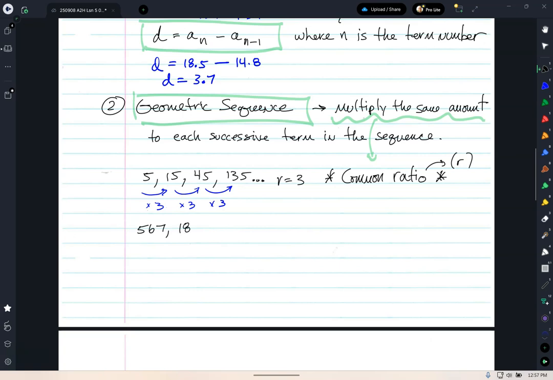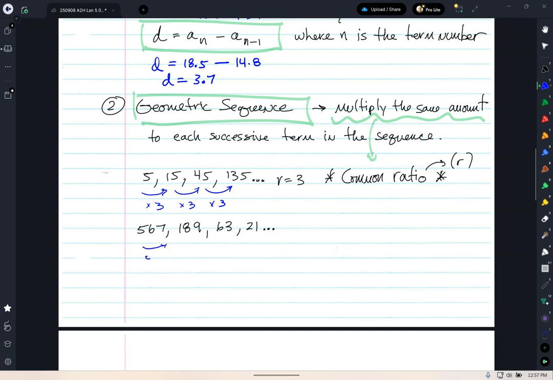567, 189, 63, 21, and so on. Any patterns? It's not divide by 7. Well, and actually it wouldn't be divide, would it? Because it's a multiply problem. Pierce, what do you think? Yeah, we're multiplying by a third. Exactly. Very good. We're multiplying by a third, right?